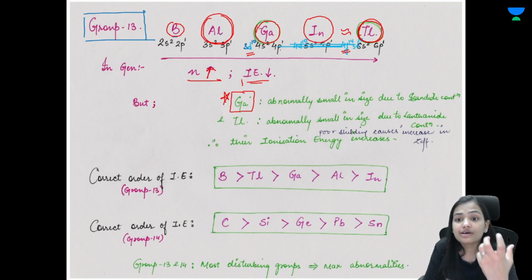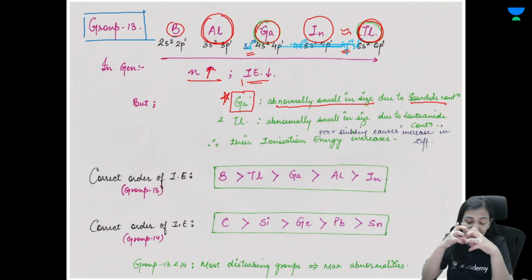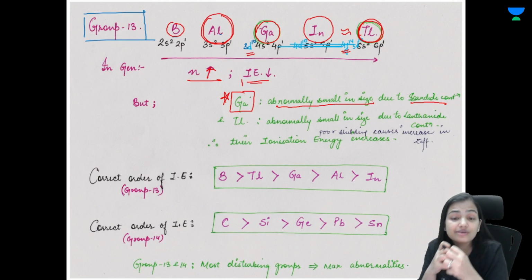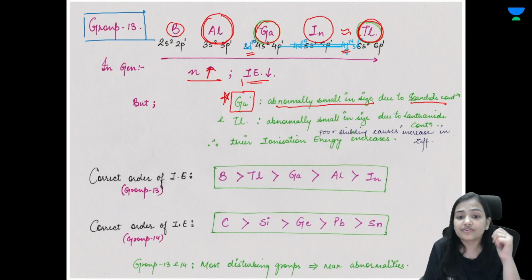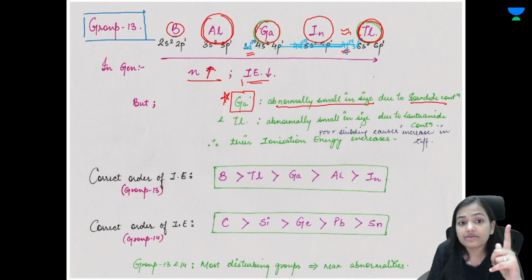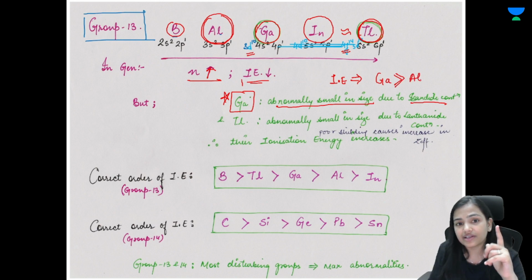We found that because of this d-block contraction, the gallium size is abnormally small. If the size of gallium is getting smaller, the electrons are getting more tightly held, so ultimately the ionization energy of gallium is higher. So gallium will have more ionization energy as compared to aluminium.